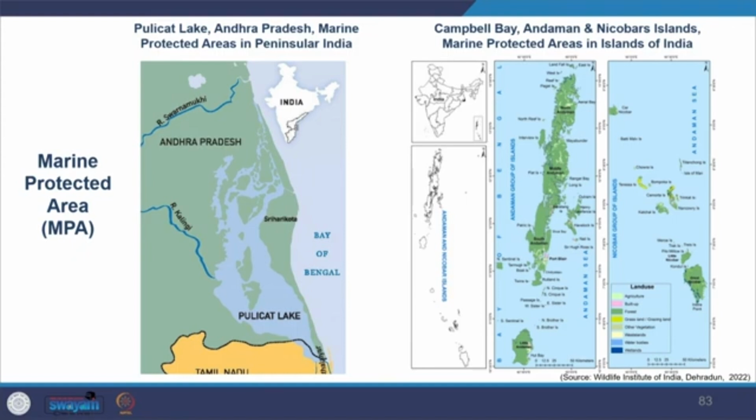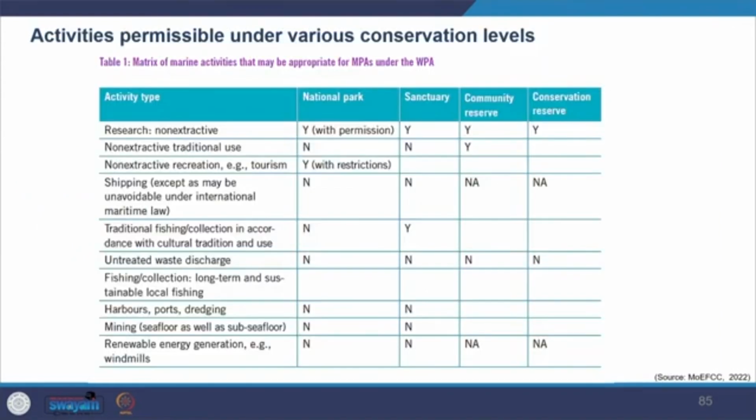So, which are all classified as marine protected areas. You can see the activities permissible under various conservation levels for marine protected areas. You can see a range of activities from research, traditional use, fishing, harbors, ports, and permissions in national parks, sanctuary, community reserves, conservation. And the most stringent you can see is the national park. So you will look into definitions of national park, sanctuary, community reserve in the later part of the lecture.